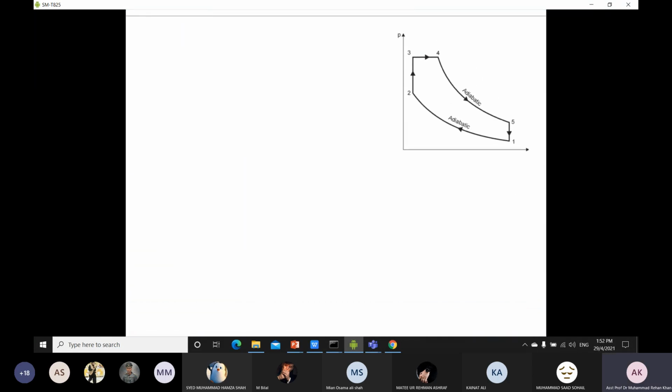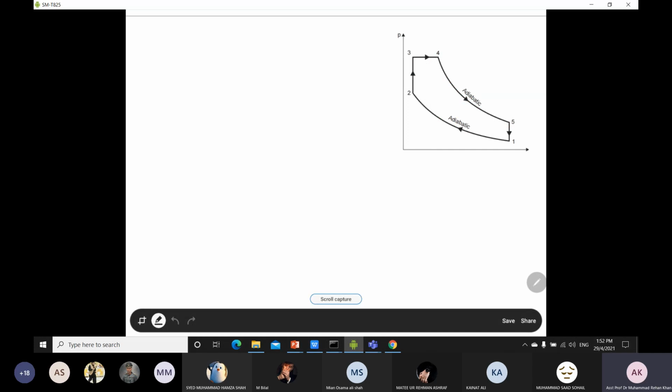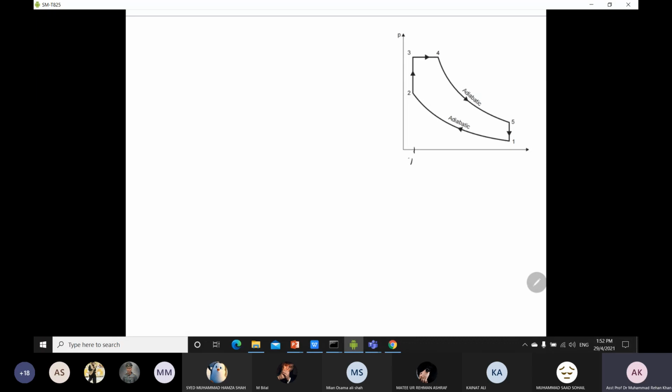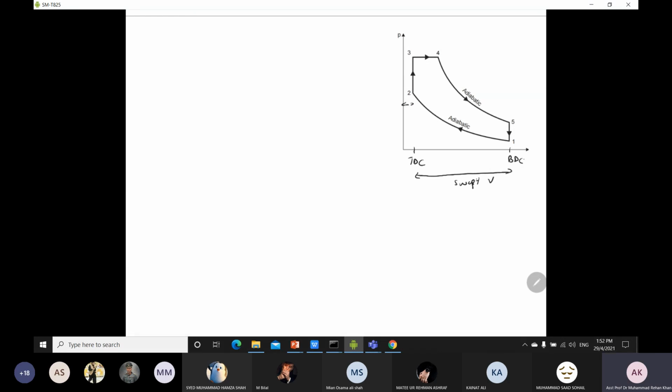Okay, so again you have to first draw the PV diagram for the dual cycle, and then we will look at what data is available. So in your question it is mentioned the swept volume, so you can say that this will be TDC and this is your BDC. So this is your swept volume. Okay, so now the clearance volume is the volume from 0 to point number 2.